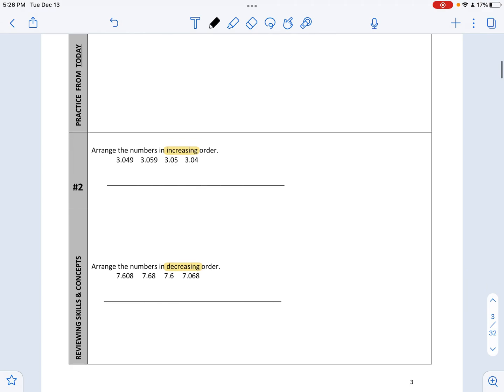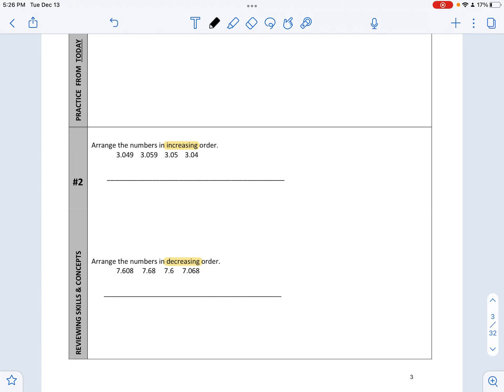Question 2 simply asks you to arrange the numbers in increasing and decreasing order. Increasing means that you should start with the least and end up at the greatest. And decreasing means the opposite. You are starting out with the greatest and ending up at the least.